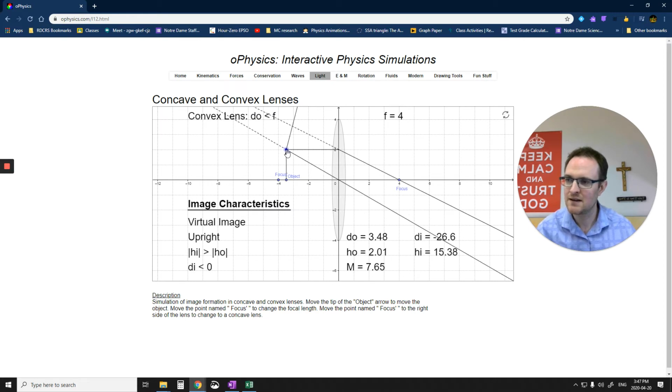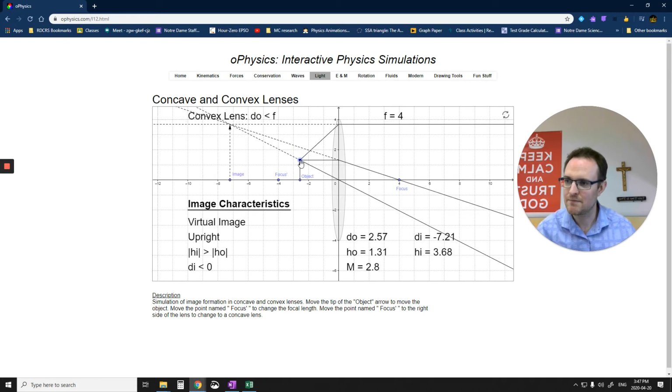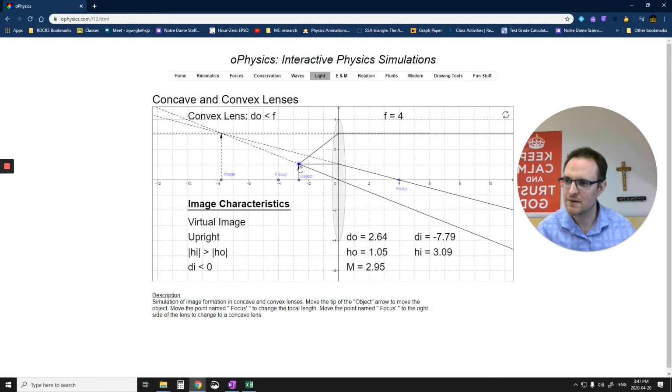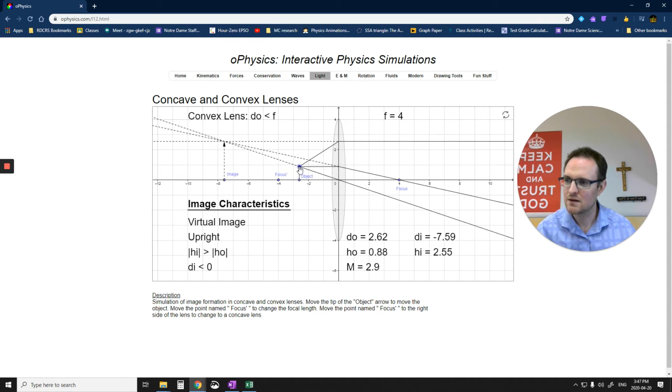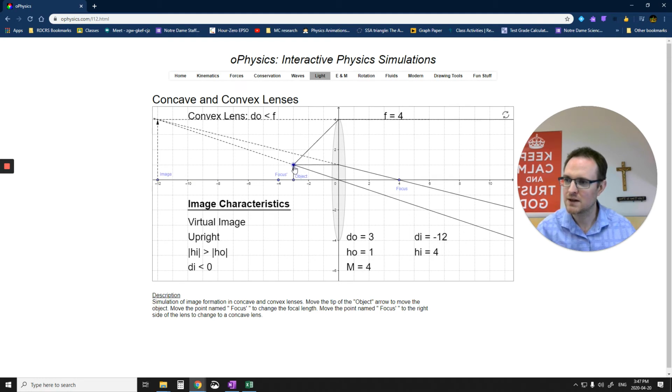Now as you go the other way, you can see that if I'm inside the focal point, I'll put it here, the rules still kind of apply. If I'm going straight across, it's going to bend towards the focal point. If it's coming from the focal point, it goes parallel through the middle, straight on through. But if I trace the lines back now, they're coming back here. So now I have a virtual image behind the lens.